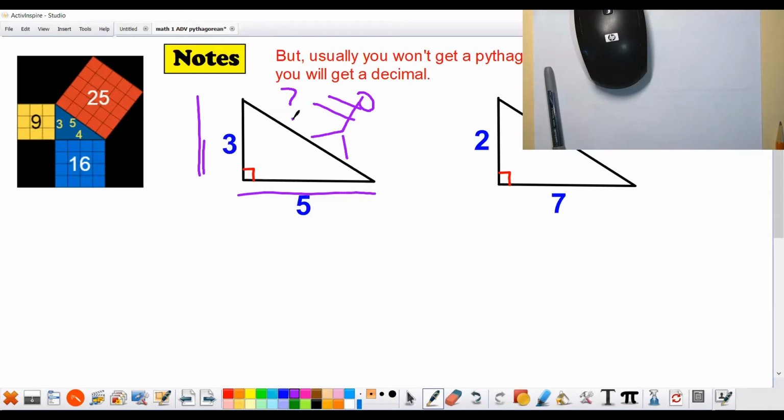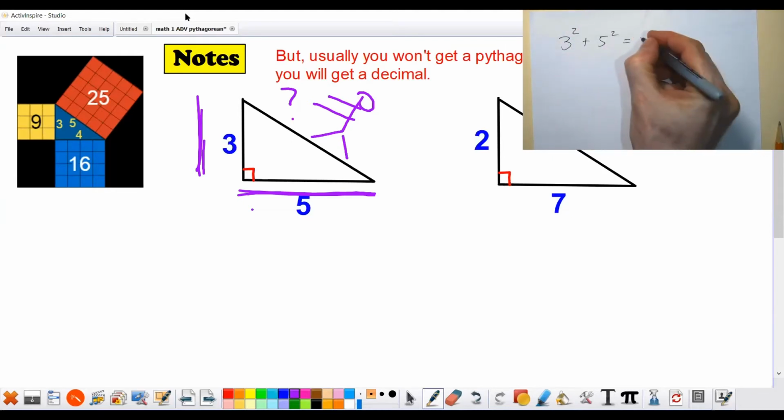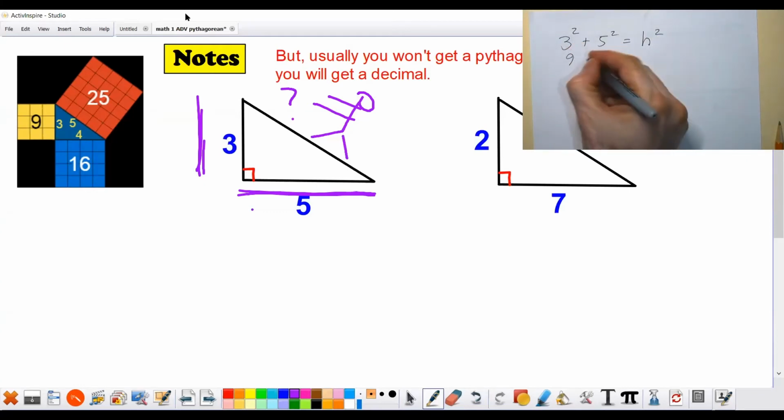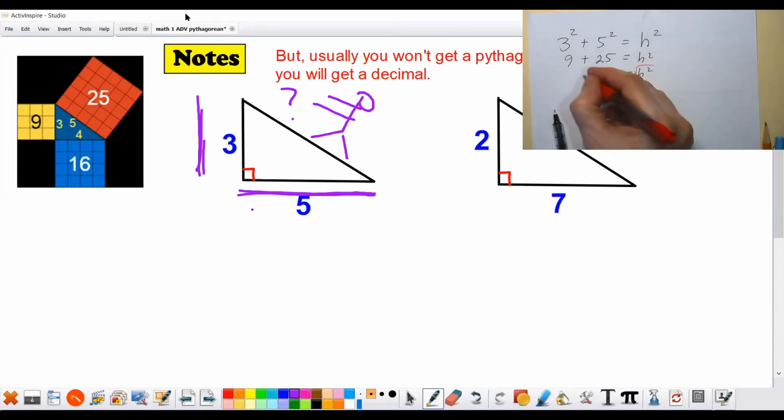So we're going to use these 2 things here. I'm going to use my paper here because it's easier to write. I'm going to take 3 squared plus 5 squared, and that's going to equal the long side. I'm going to use the letter H for hypotenuse. So that's 9 plus 25 is something squared. 9 plus 25 is 34, which is H squared. And so I'm going to ask, what's the square root of this?